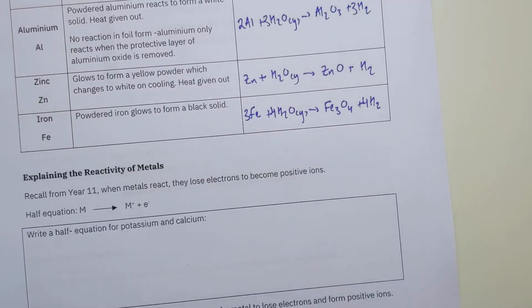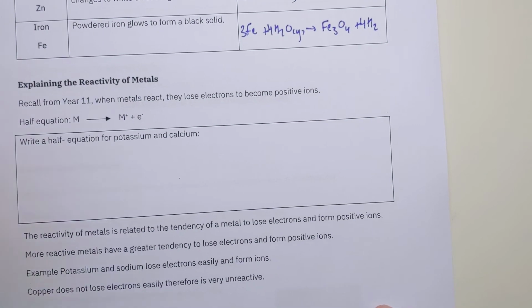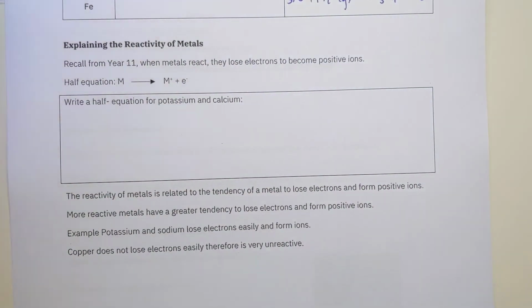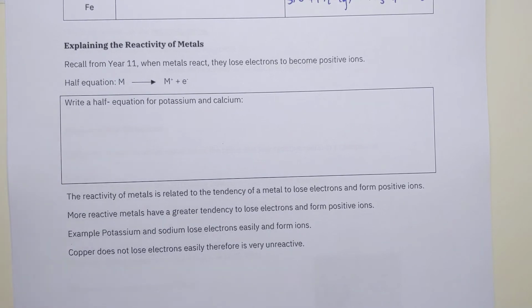So the little tangent we go off on here in the booklet is a little section about explaining that reactivity. Not in a tremendous amount of detail, but just a little indication of a comparison between the really reactive metals and the really non-reactive metals. It says, recall from year 11, when metals react, they lose electrons to become positive ions. So you take any metal, it's going into an ionic compound, meaning it's forming an ion. Make that a bit clearer.